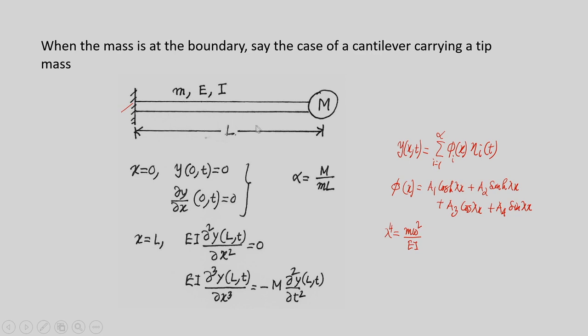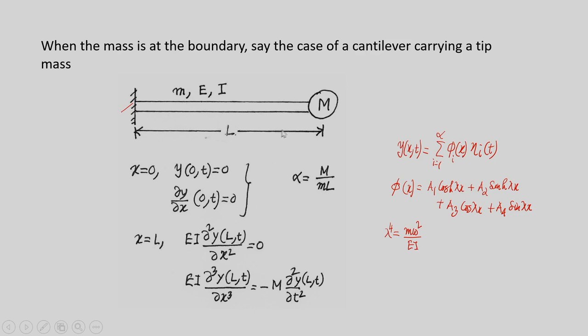But at x is equal to L, where a concentrated mass is placed, if there is no concentrated mass, you will get a free condition for which the bending moment and shear force are 0. But due to the placement of the concentrated mass at the boundary, the bending moment is 0, but the inertial reaction of this mass will be balanced by the shear force.